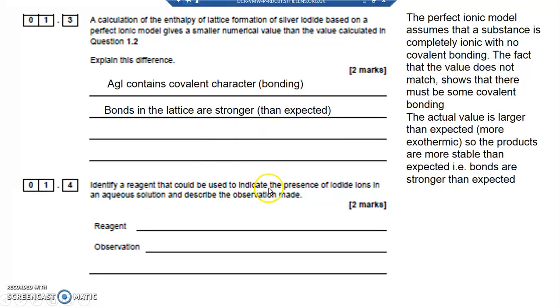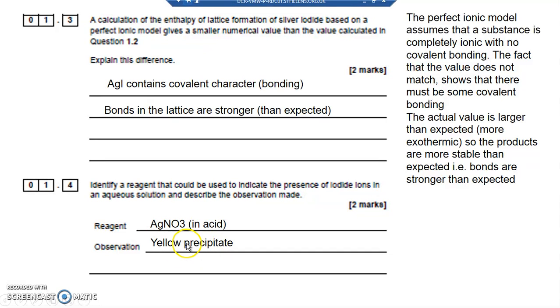Identify a reagent that could be used to indicate the presence of iodide ions. So you're using silver nitrate in acid, preferably in nitric acid, and the observation is that you're going to get a yellow precipitate. Incidentally, if you wanted to check that the precipitate was yellow and it was silver iodide, that you got iodide ions and made silver iodide rather than silver bromide or silver chloride.